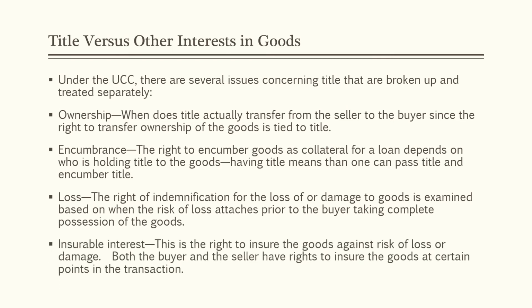Then there is insurable interest. This is the right to insure the goods against risk of loss or damage. Both the buyer and the seller have rights to insure the goods at certain points in the transaction. Now, the parties can always determine these issues in their contract and allocate risk of loss and the right to insure the goods accordingly. The UCC rules are the default position when the contract is silent as to these issues. We will review these issues as we discuss the types of sales contracts next.